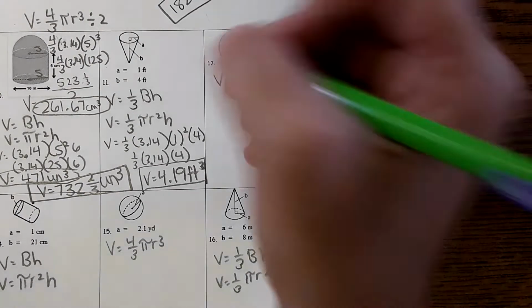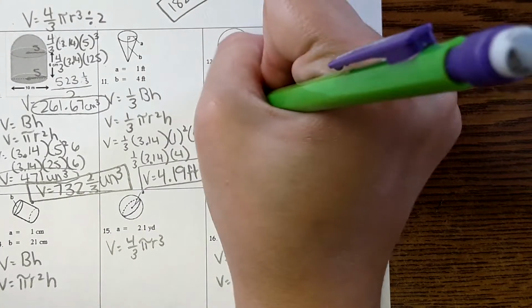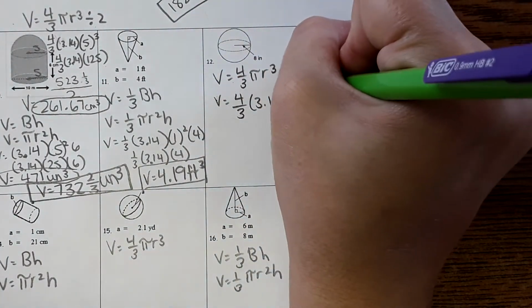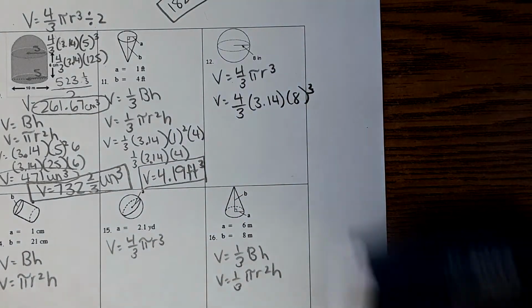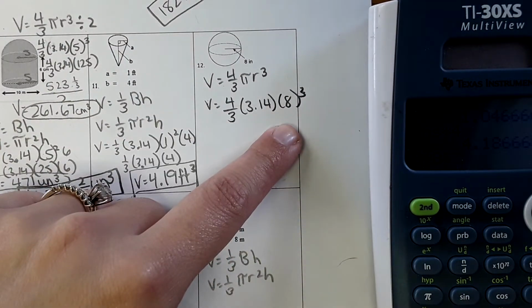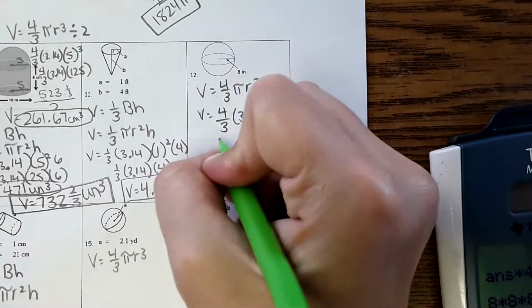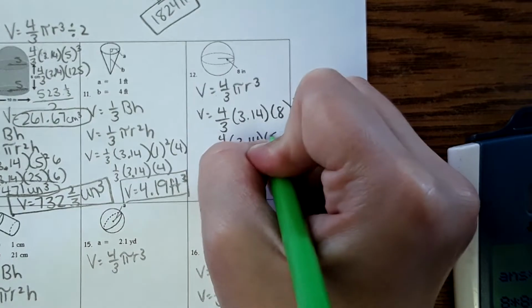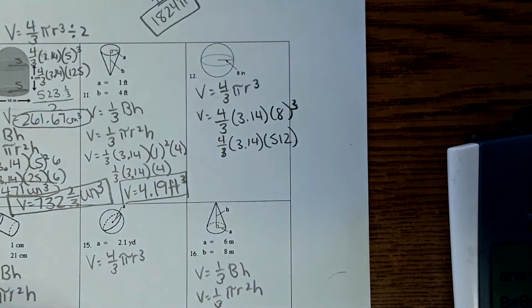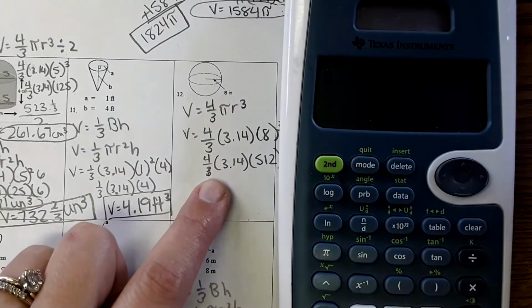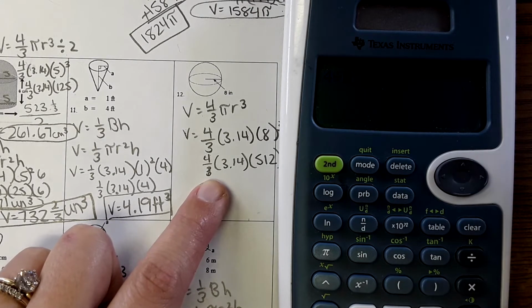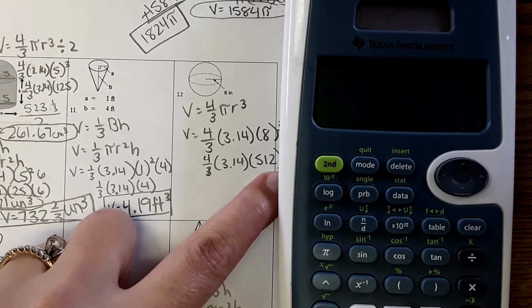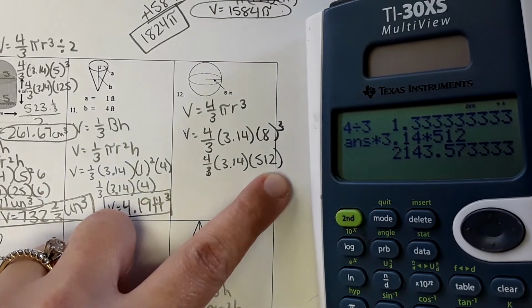For a sphere, volume equals 4/3, 3.14. Radius is 8, it'll be cubed. 8 times 8 times 8 equals 512. And then in the calculator, 4 divided by 3 times 3.14 times 512 gives me this number.